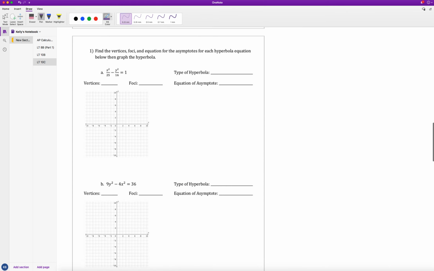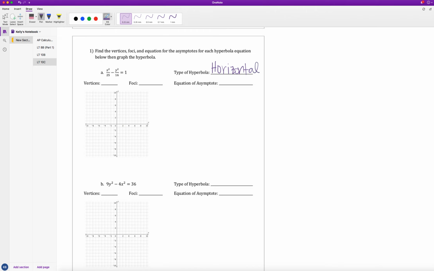So our first example we're looking at here wants us to, given the equation, find the vertices, the foci, and the equation for the asymptotes for each hyperbola, and then graph the hyperbola below. So let's start with the type of hyperbola. What I'm paying attention to here is that the x squared term is coming first, but more importantly, it's the positive number there. So what I really need to pay attention to is the fact that on this term, I have this x squared over 25 as the positive value versus the y squared over 16 as negative. That tells me that this is going to be a horizontal hyperbola that we end up with.